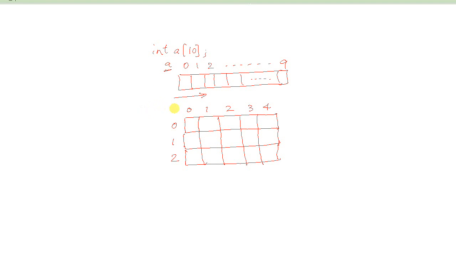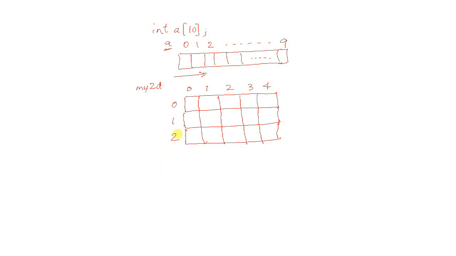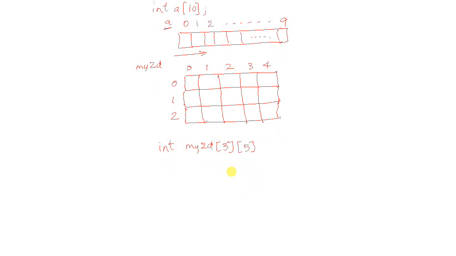So an array like this, let's say its name is my2D. It will be declared as int, or whatever type you want, my2D, and first you have to specify the total number of rows, which is 3, and then one more pair of square brackets to specify the total number of columns, something like this. This declares the my2D array and we will visualize it like this.